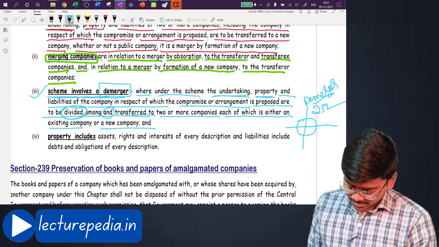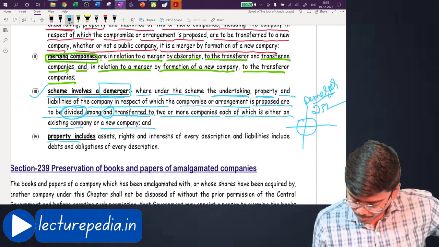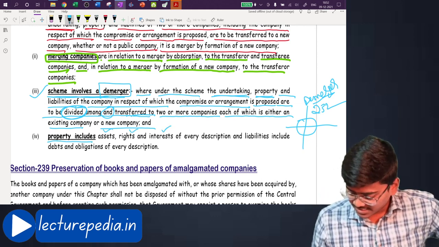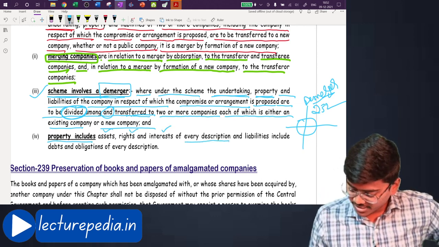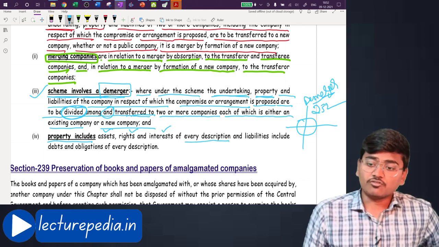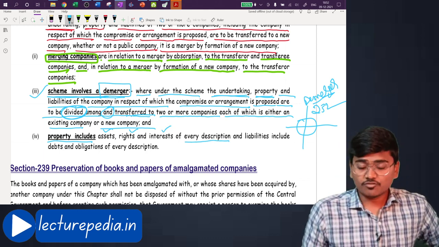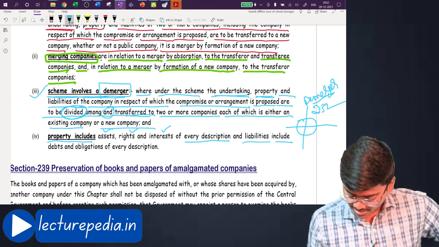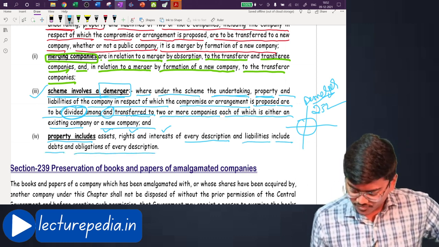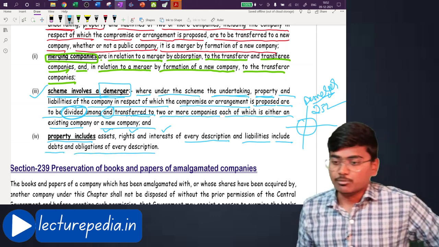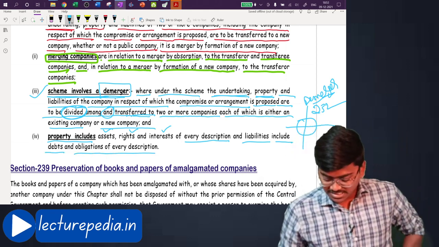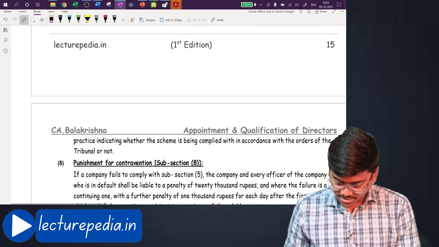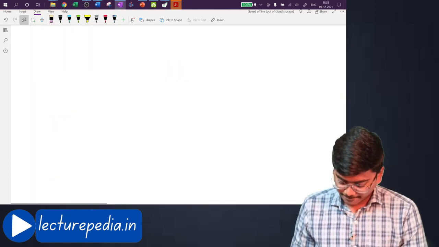And lastly, he defines property: it includes assets, rights and interests of every description. That is the definition of property. And liabilities include debts and obligations of every description, that is the definition of liability. This is the simple explanation that we have completed before going into the section.